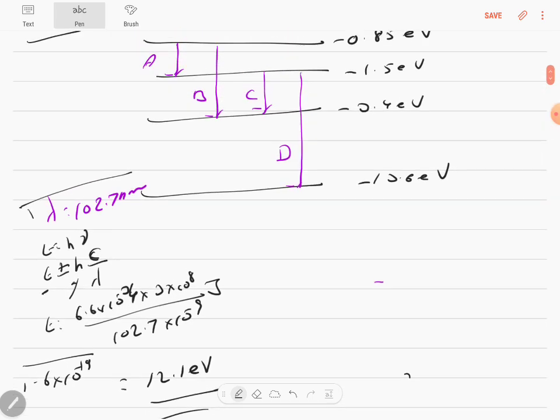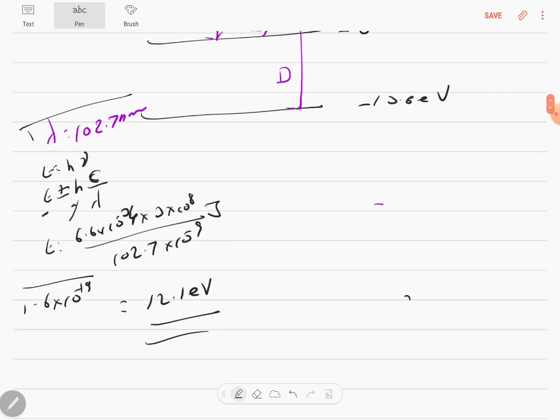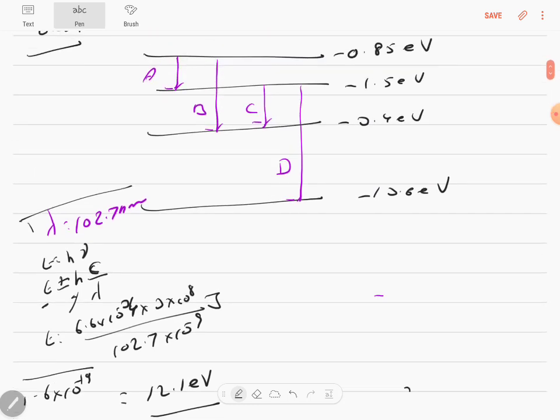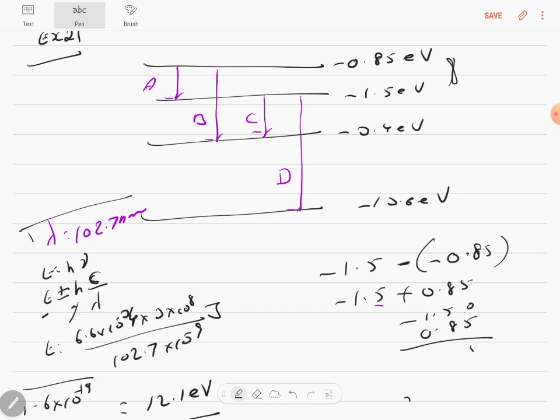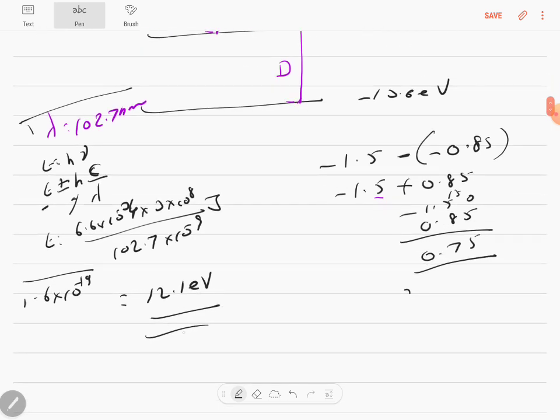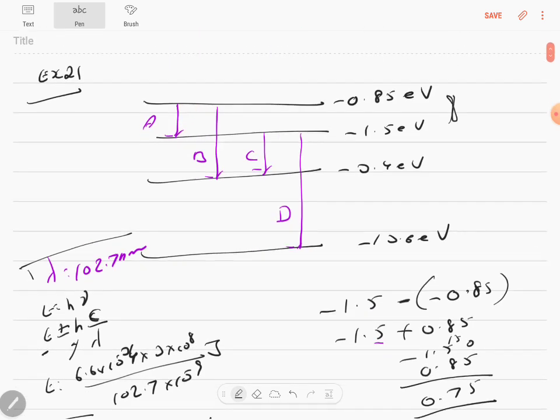Now you have to see which transition gives you 12.1, that is, which energy level gap gives a difference of 12.1. For A, the difference becomes subtraction: minus 1.5 minus of minus 0.85, which becomes minus 1.5 plus 0.85, giving 0.65. It doesn't correspond to this. So the first one is not it.